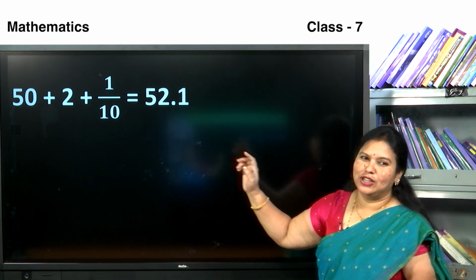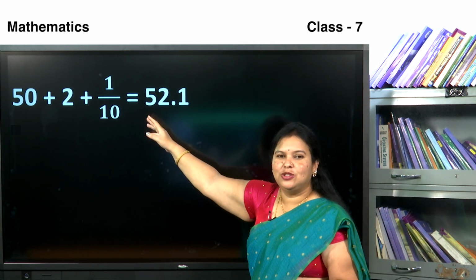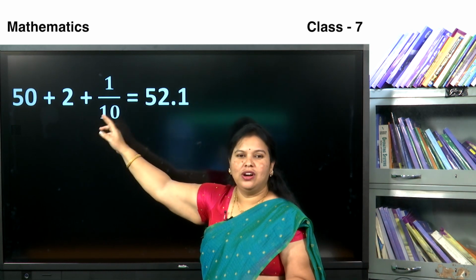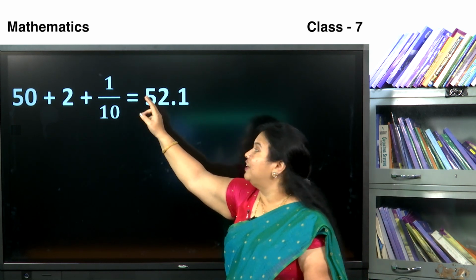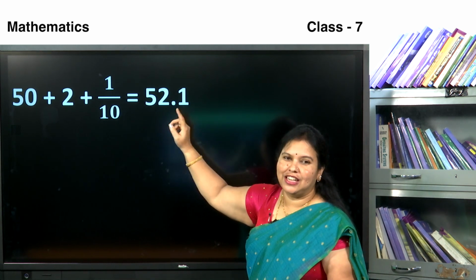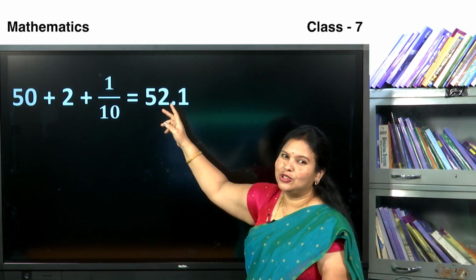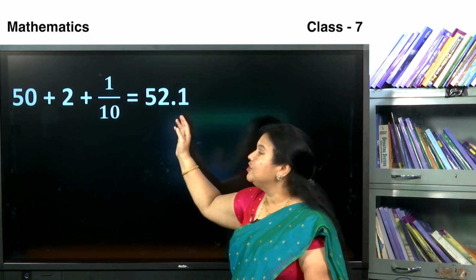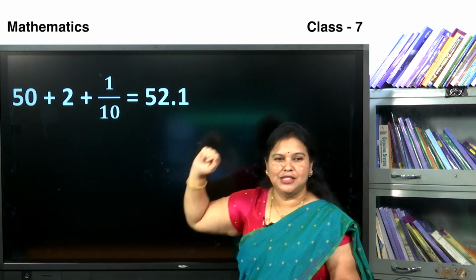Here I have taken one example, 50 plus 2 plus 1 by 10 is equal to 52.1. Here 50 and 2 are whole numbers. By adding these two, we get 52, and 1 by 10 is a fraction. So, you have to convert this fraction into decimal form. As we did before, you know how to convert 1 by 10 into decimal form. It is 0.1. So, by adding all this, we get 52.1 as a decimal number.